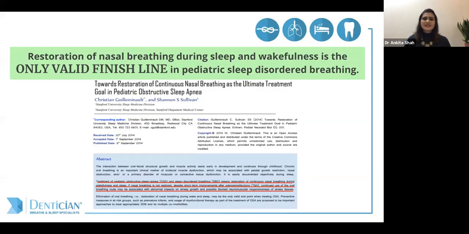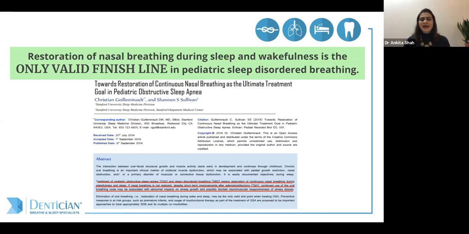What is actually the treatment line of a pediatric SDB? So, Dr. Guimino stated that the ultimate and the only valid finish line in pediatric SDB treatment is continuous nasal breathing, and not only during the day, but also during the sleep. Why they stated this was they came across a lot of children who were treated with adenotonsillectomy, and they found there was a temporary definite benefit for these children. But on the longer run, they had worse symptoms through their adolescence.